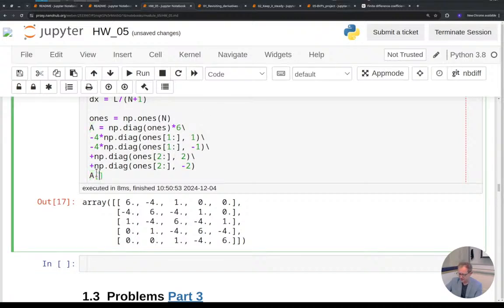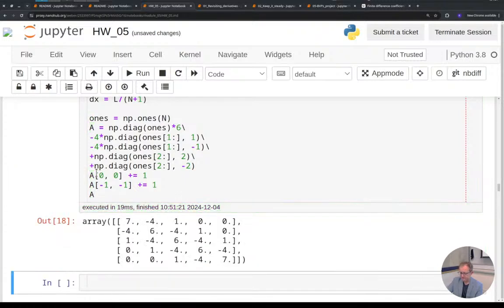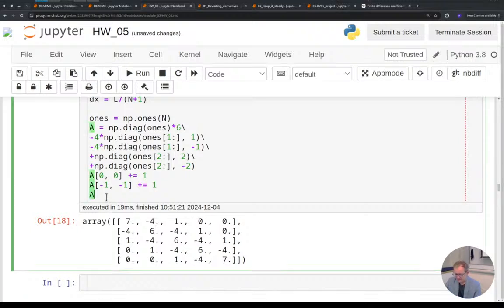So I just want to change that first one. Add 1 to it, and the last one. Now I have 7, 6, 6, 6, 6, 7, 7, 6, 6, 6, 7. There we go. Cool. My right-hand side is going to be the same 1s vector that I just made up here, times Q times dx squared over E over I.